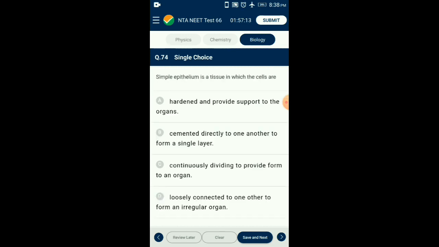Question number 74. Simple epithelium is a tissue in which the cells are. Simple epithelium is a tissue made up of a single layer of compactly arranged cells, all of which rest over a non-cellular basement membrane. So the answer is option B, cemented directly to one another to form a single layer.